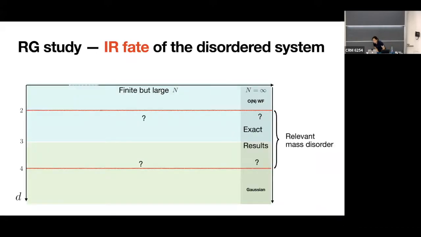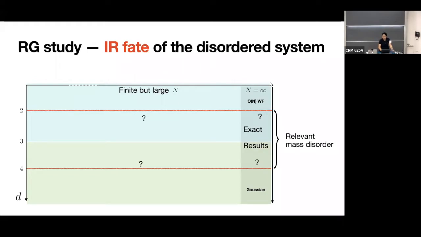So this analysis divides this axis of spatial dimension into three parts. Below two dimensions, we know the disorder is irrelevant and our system would go back to the clean limit at larger length scales, so it's still described by the O(N) Wilson-Fisher fixed point. Above four dimensions, the system will go back to the free Gaussian theory. Of course, we need some upper bound and lower bound on the dimensions, but here we are more interested in what happens between two and four dimensions.